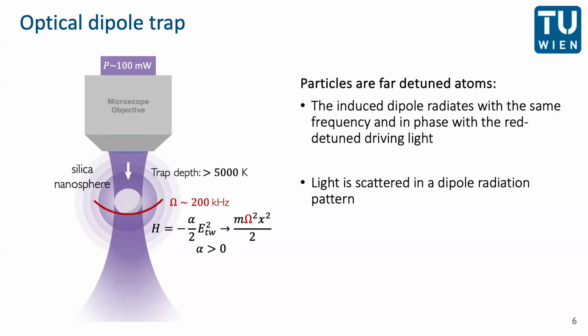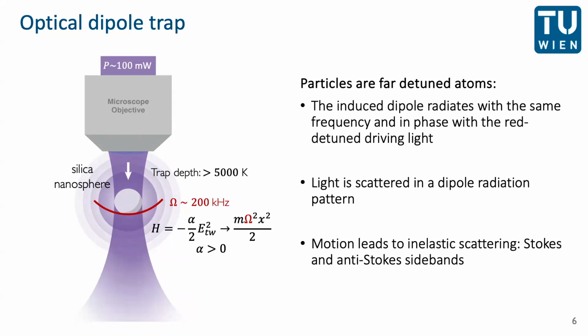The trap depth is larger than 5,000 Kelvin, so you don't need to do any cooling of its motion. It stays there at room temperature. And you typically use around 100 milliwatts of optical laser power to trap with a mechanical frequency of 200 kilohertz. Okay, so just to give you a bit of an overview, you can write a Hamiltonian of the interaction, then calculate the gradient of the intensity of the light field, and then you can get the potential energy. From that, you can calculate the mechanical frequency.